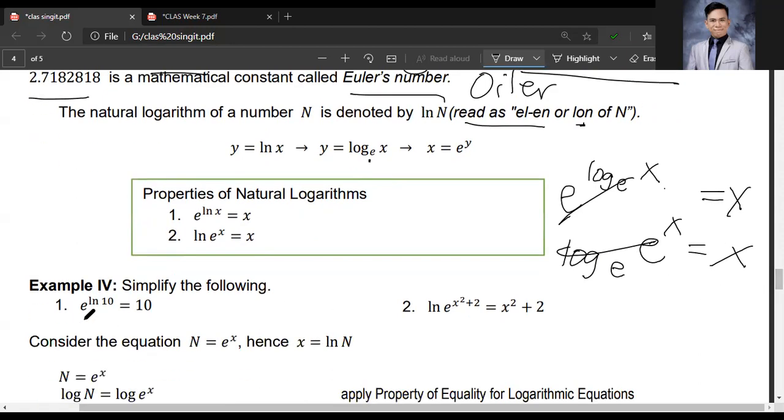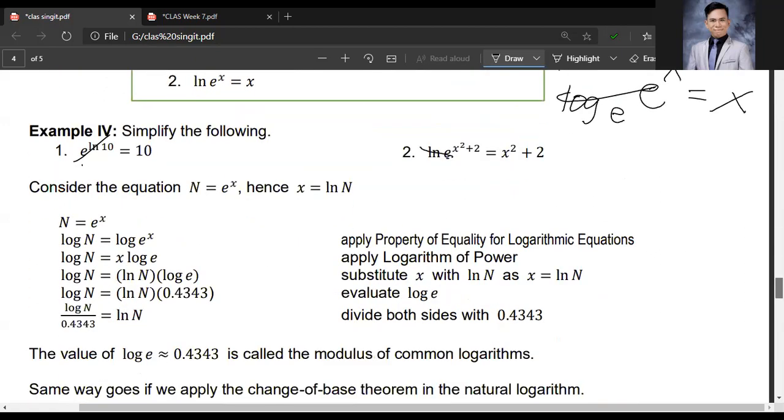To give you examples: e raised to ln 10 is equal to 10. ln of e raised to x squared plus 2 is equal to x squared plus 2. Kasi cancel na ito.